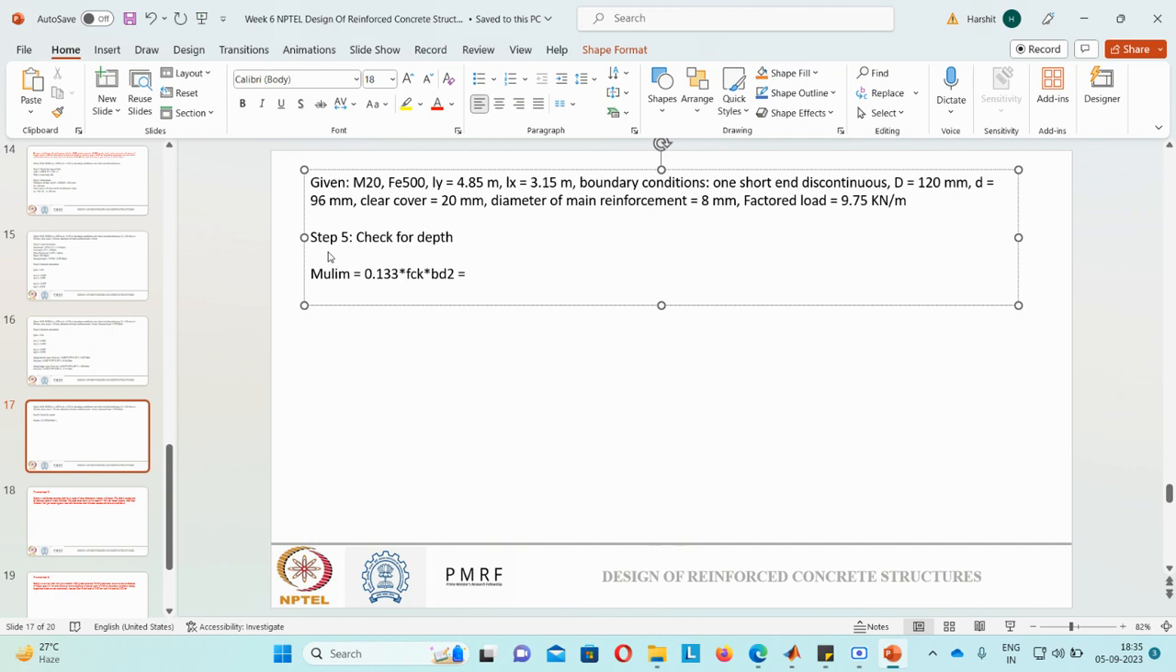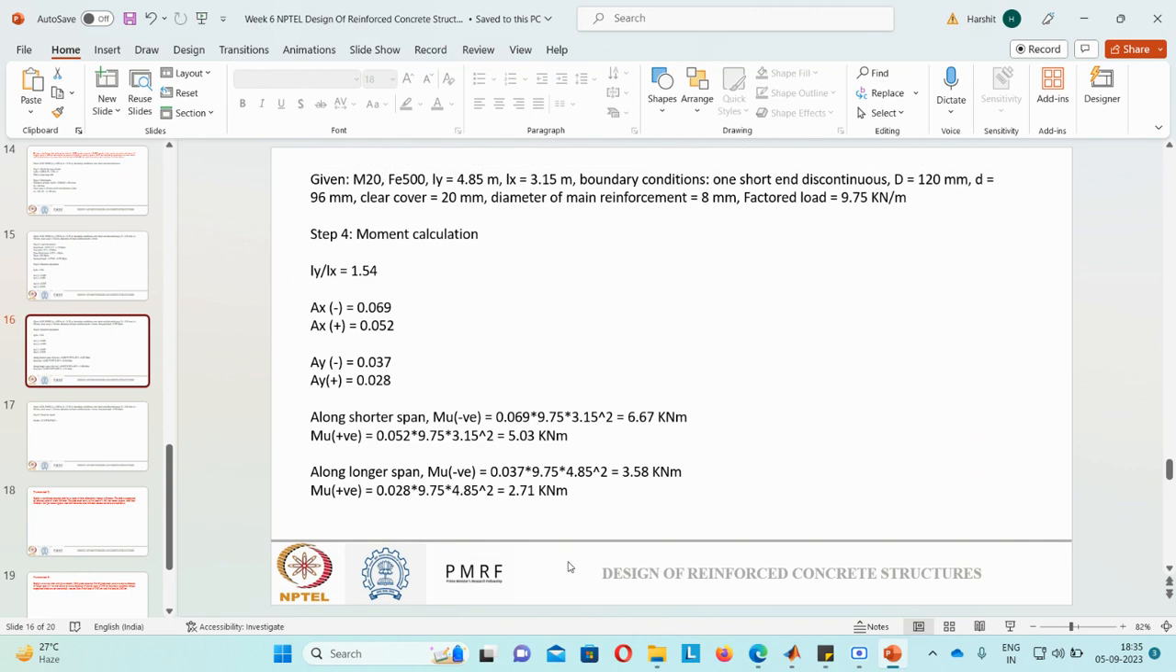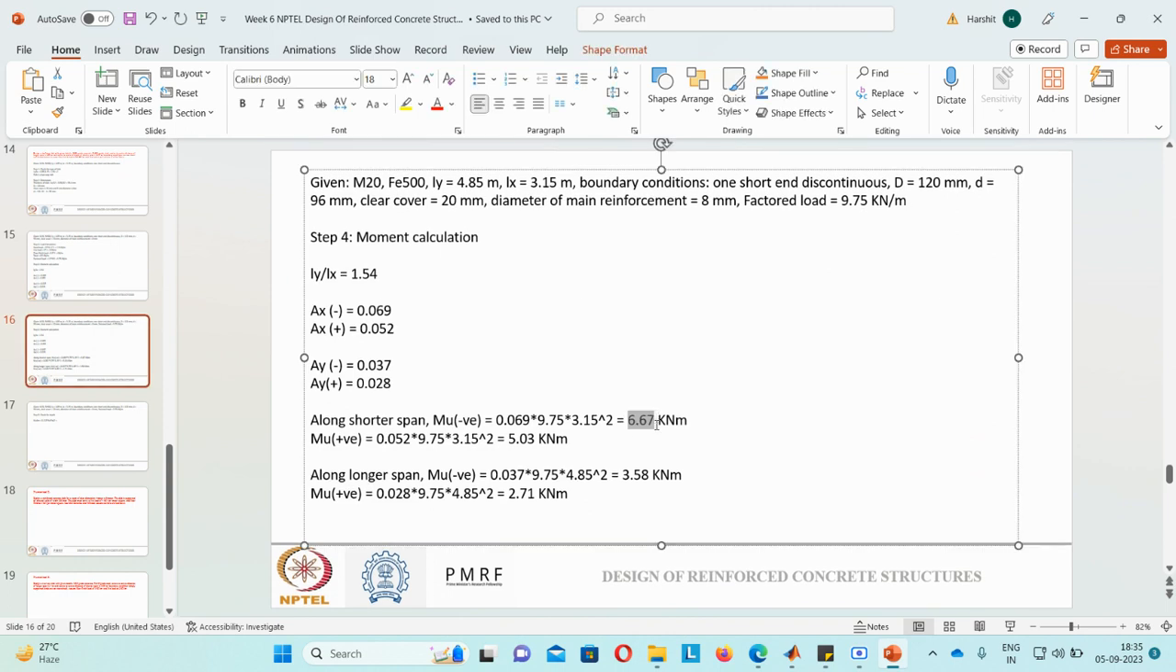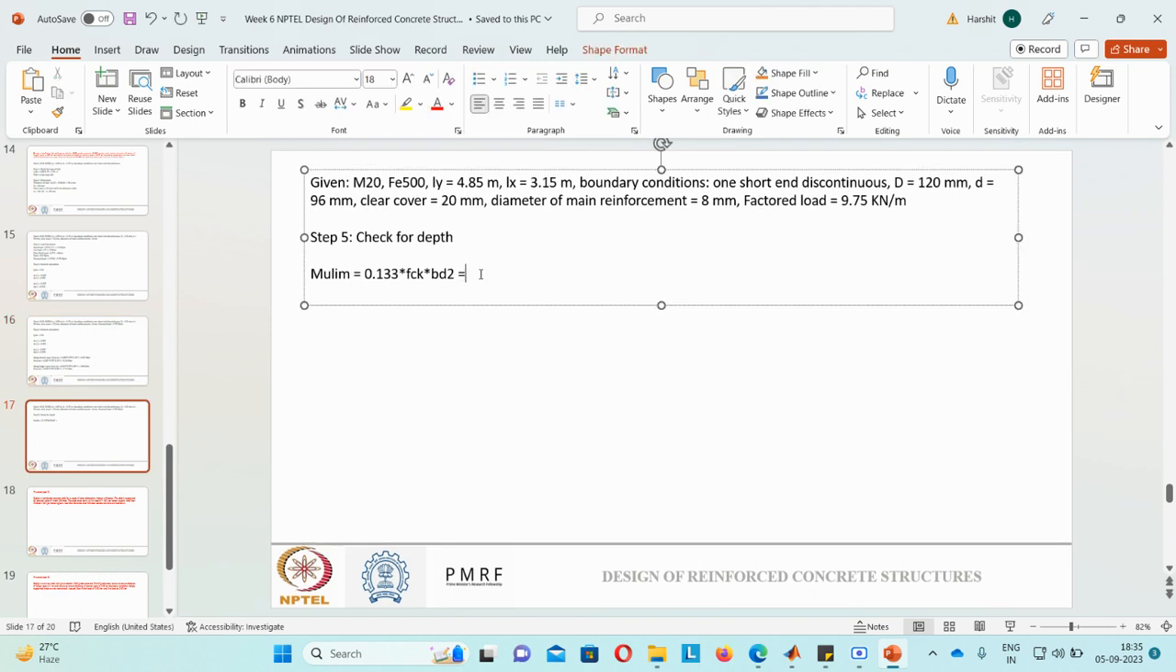So among these four values, what is the maximum moment? This is the maximum moment, so we will take it as the limiting moment. Based on this, we can calculate the d value. So Mu limiting is 6.67, which is equal to 0.133, fck is 20, b is 1, which is equivalent to 1000 right now.